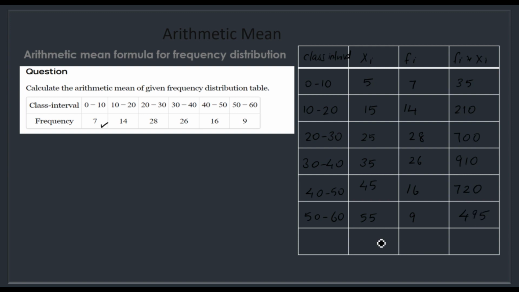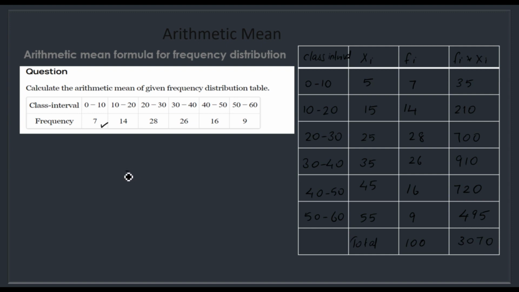Now we want to calculate the total of fi and also the total of fi into xi. The total of fi is 7 plus 14 plus 28 plus 26 plus 16 plus 9. Maybe this is a mark distribution, where 100 students are there, so 100 is the total. We have already calculated fi into xi, so we sum up all these values: 35 plus 210 plus 700 plus 910 plus 720 plus 495. So our total is 3070.